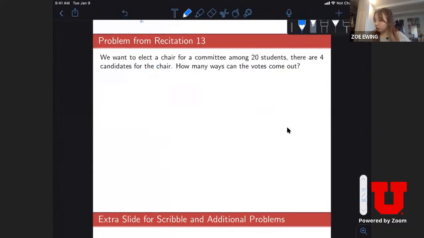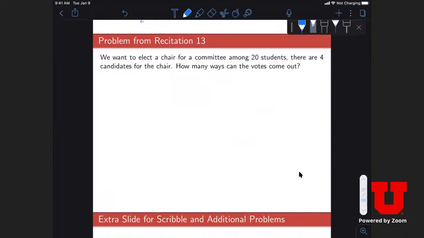All right, we want to elect a chair for a committee among 20 students, and there are 4 candidates for the chair. How many ways can the votes come out? Okay, this one's a little bit tricky to wrap your head around. So I'm just going to give you 1 minute to think through this and see if you can think of a possible solution, and then we'll come back together. And feel free to ask questions in the next minute or so.